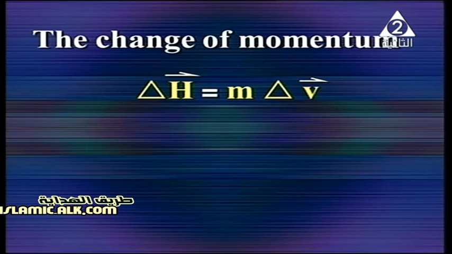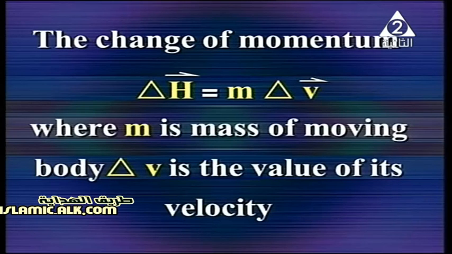Why? Because h equals mv. m is a number, a constant, but v has direction. Then what does the change of momentum depend on? Yes, it depends on vector v, but not on m. dh equals m dv, where dv is the change of the velocity. m is the mass of the moving body, but delta v is the value of its velocity change.